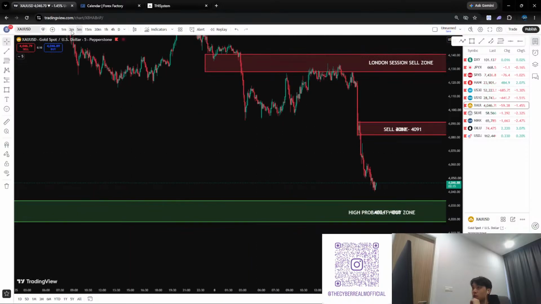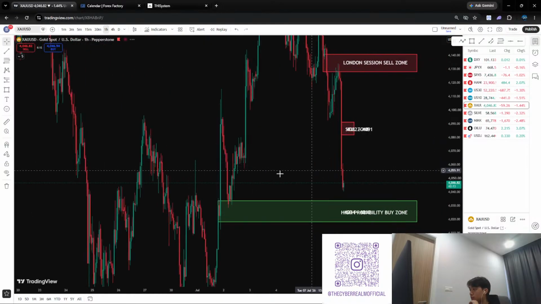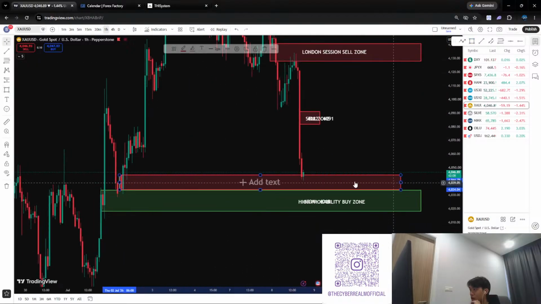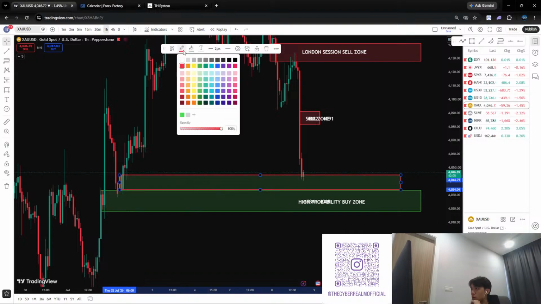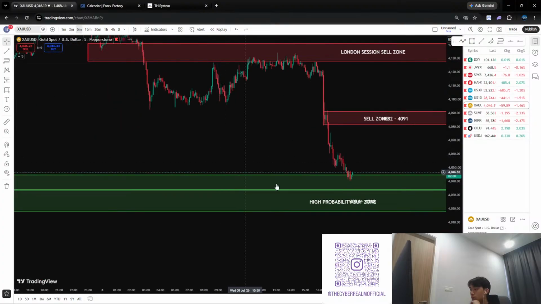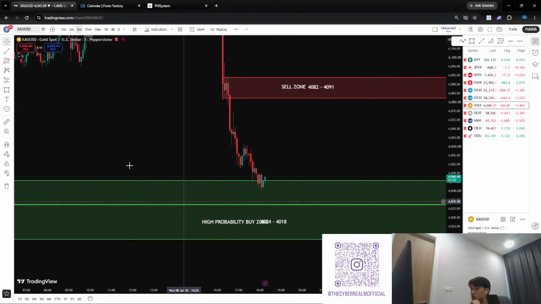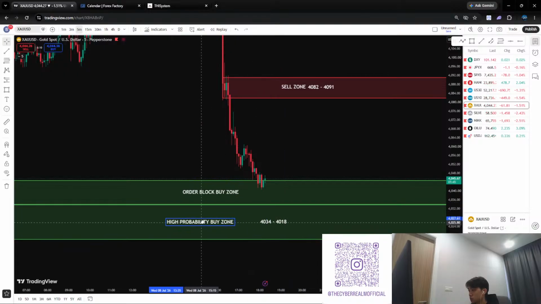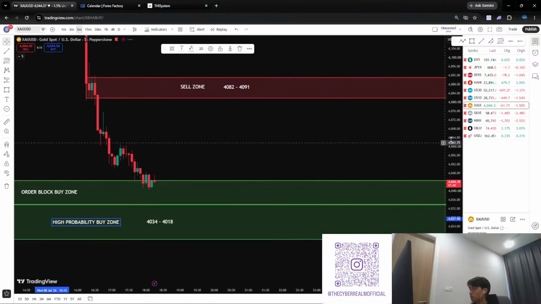This is a high probability buy zone. If you want a normal low probability buy zone, there's actually a buy zone right above here as well. Why? Because this right here is an order block. So this is an order block buy zone. Let me write this down for you guys. This is the high probability buy zone, and this will be our order block buy zone. Just above here is around 4034, correct? Yep, 4034.